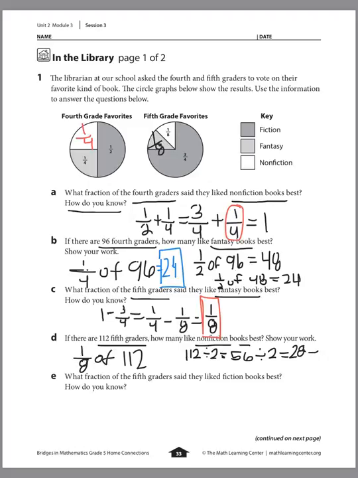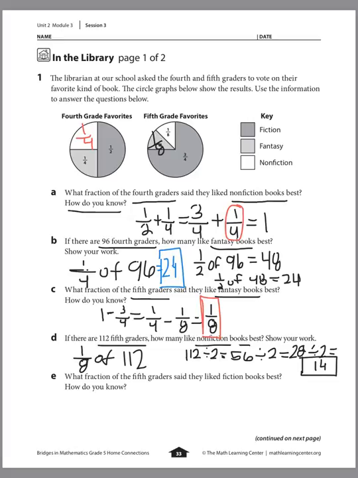And now we're going to divide that by 2 one more time. So 28 divided by 2 is 14. So how many nonfiction books best? 14 fifth graders is our answer. And we showed our work by dividing by 2 three times to find 1/8.